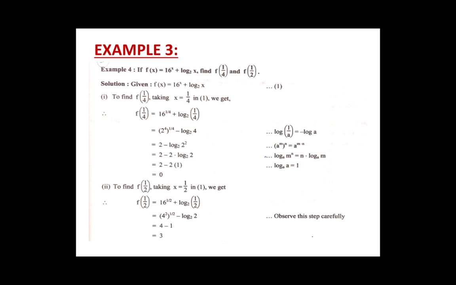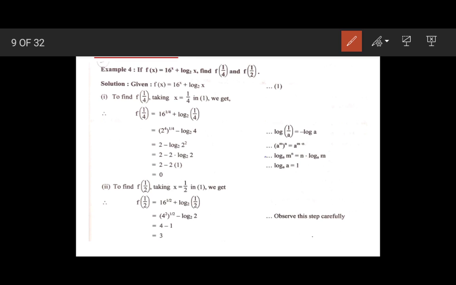See, here f of x is given as 16 raised to x plus log x to the base 2. And what I have to find? Find f of 1 upon 4 and f of 1 upon 2. Now first, f of x is given as 16 raised to x plus log x to the base 2. That will be equation 1. Now to find f of 1 upon 4, we have to put x as 1 upon 4.